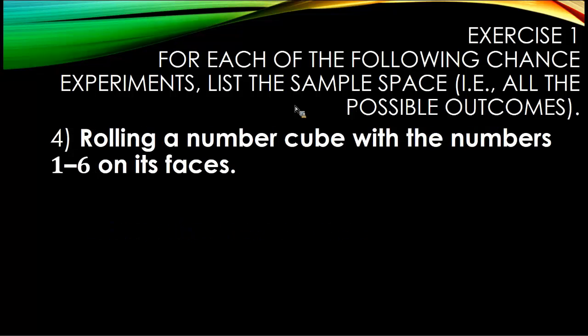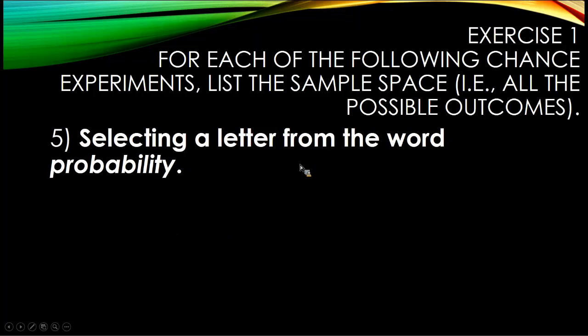Rolling a number cube with the numbers 1 through 6 on its faces. The possible outcomes are 1, 2, 3, 4, 5, or 6. Selecting a letter from the word probability. So looking at the word probability, selecting any one of those letters, well, the possibilities are P, R, O, B, A, I, L, T, Y. So any one of those letters. Those are all the possible outcomes.